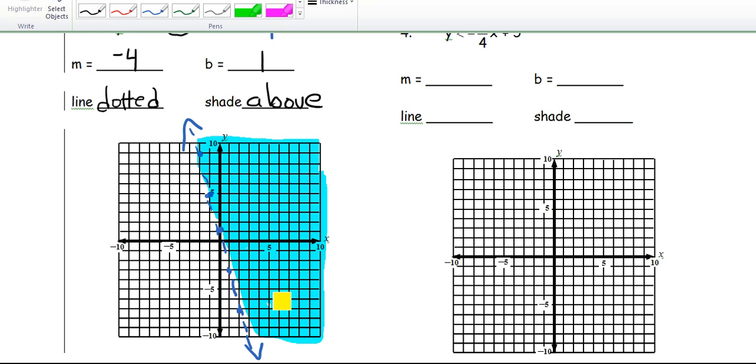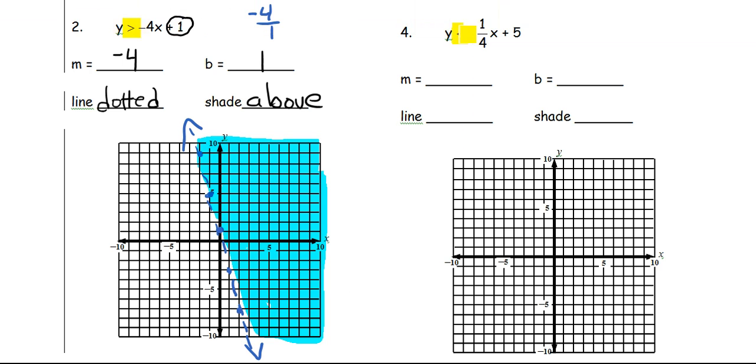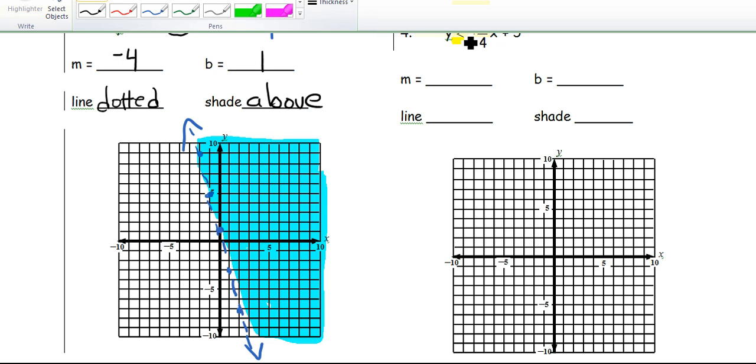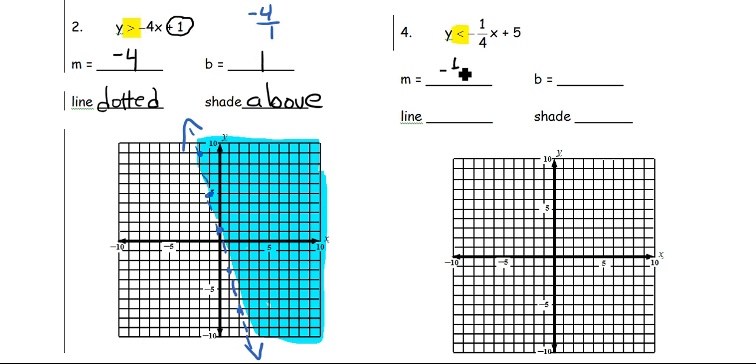All right, let's go over to number 4 right now. We're going to put that right there. We're going to look at our slope and our y-intercept. Our slope, remember, it's the coefficient of x, -1 over 4. Our y-intercept is a +5. We don't need to write the plus sign. This is a less than, does not have the equal sign, so it's going to be a dotted line. Since it's less than, it's going to be shaded below the line. Below the line.